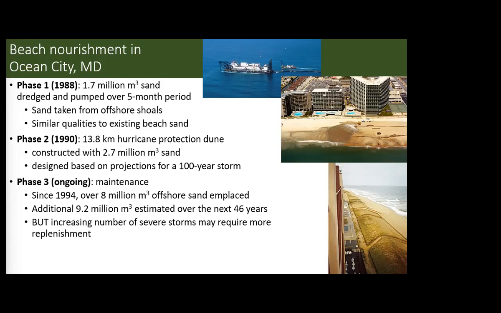So now we're in phase three, which is the maintenance portion. We have an original investment of 1.7 million cubic meters just for the beach, another 2.7 million cubic meters for the dunes. And since 1994, we have had 8 million cubic meters in place, an additional 9.2 million cubic meters over the next 46 years, but we still get even more and more devastating storms each year. So these estimates are wrong. So once again, beach nourishment, dumbest fucking thing on planet Earth.